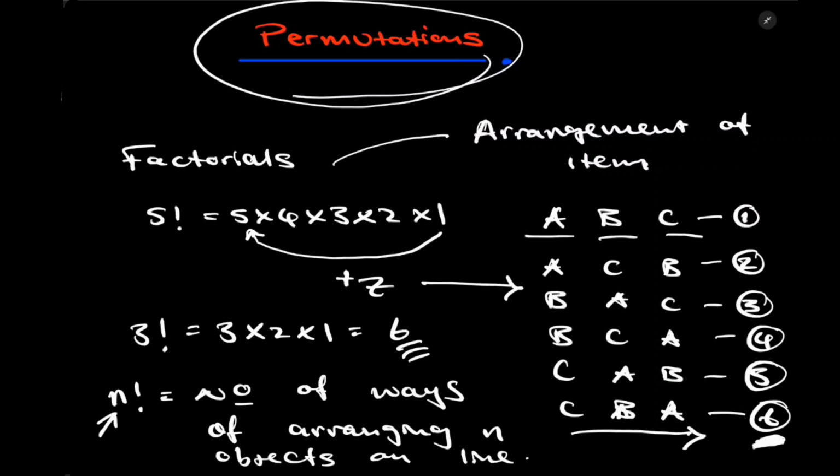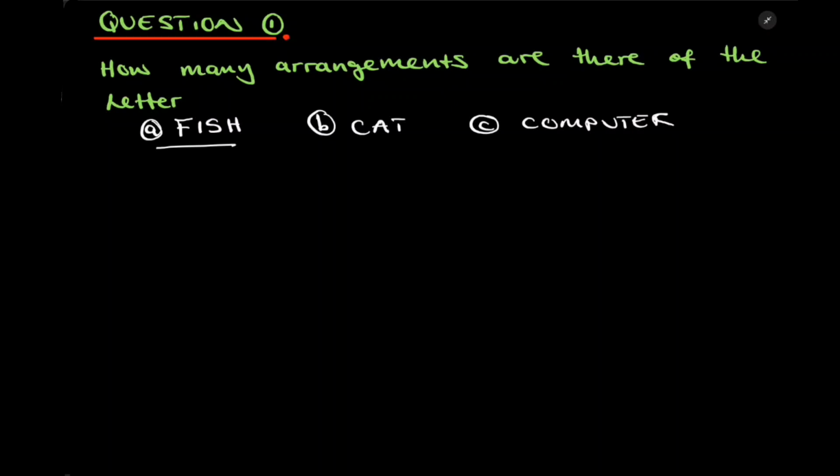Okay, let's start a more practical example and see how to apply factorials. Okay, so you might be given a question like this one. How many arrangements are there of the letters FISH, which can be read as fish, and how many arrangements are there for the letters CAT, which can be read as cat, and how many arrangements of letters are there for the word computer? Okay, let's begin with the first one, fish.